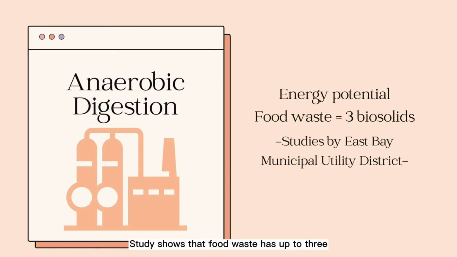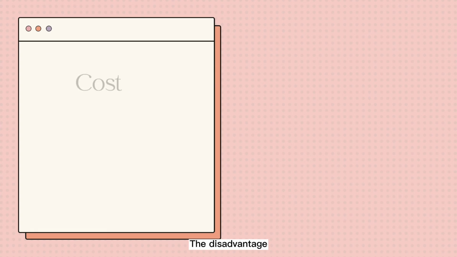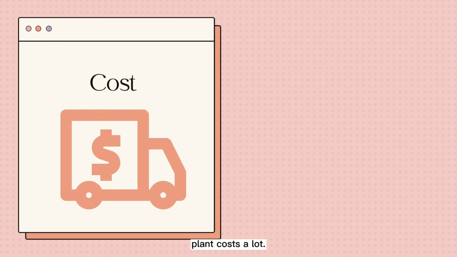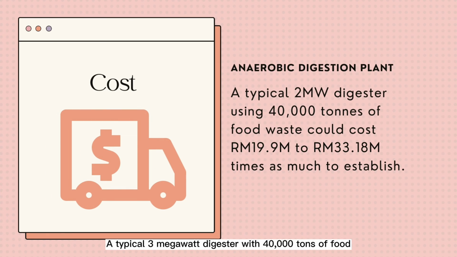Study shows that food waste has up to 3 times the energy potential of biosolids, where anaerobic digestion of food waste is comparably efficient. The disadvantage is that the expense of building an anaerobic digestion plant costs a lot. A typical 2 megawatt digester with 40,000 tons of food waste might cost between 19.9 million and 33 million ringgit to build. However, looking at the payback of waste treatment in the future, it is a worthwhile investment.